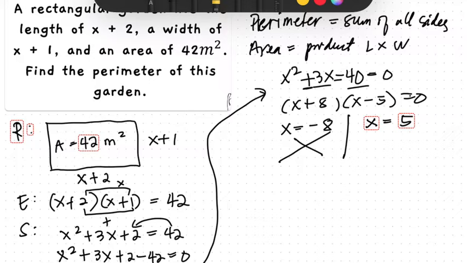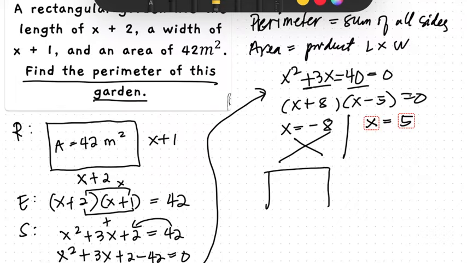Pero we don't stop here. Kasi ano ba yung tanong? Ang tanong is find the perimeter of the garden. So, alamin muna natin yung length ng sides.